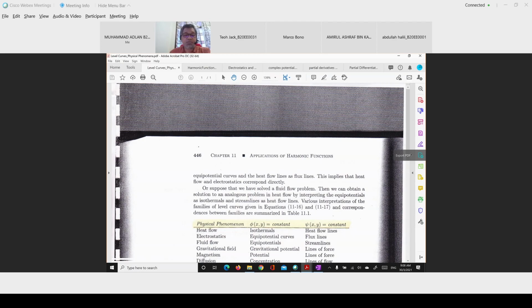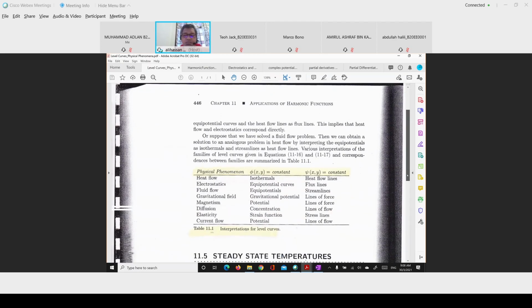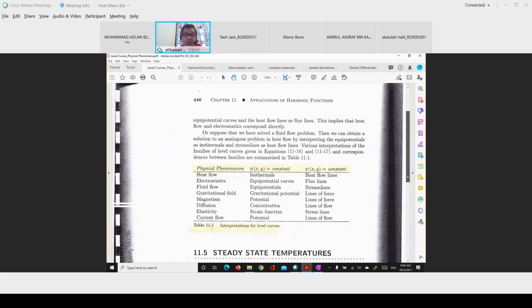This table shows some physical interpretations of level curves. So in heat flow, we have phi and psi again here. The level curves are phi equal to constant and psi equal to constant. In the heat flow problem, the level curve phi equal to constant is known as isothermals, while psi equal to constant shows the heat flow lines, how heat would flow from higher temperature to lower temperature.